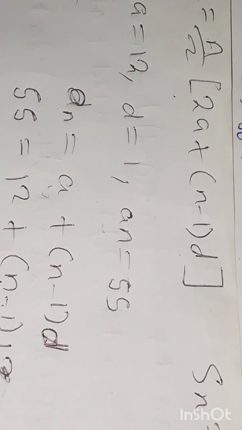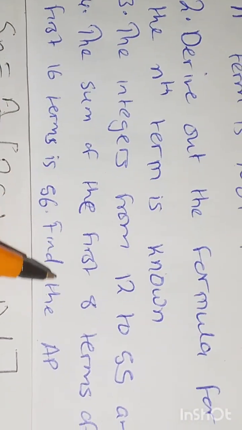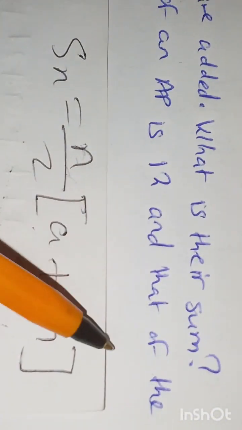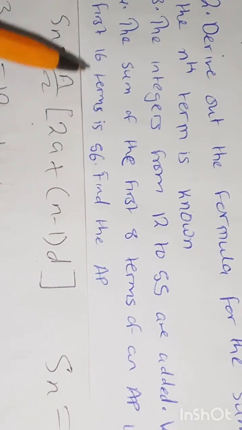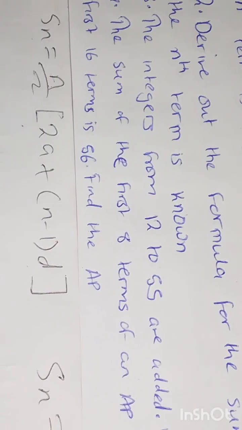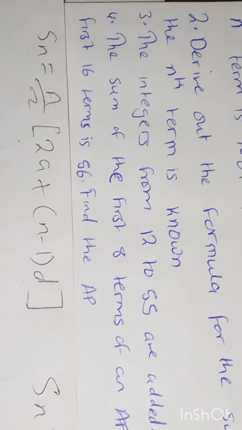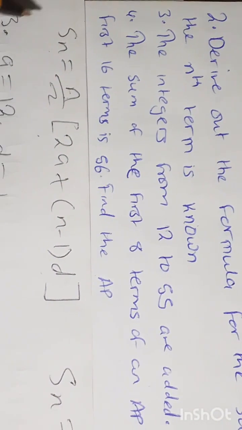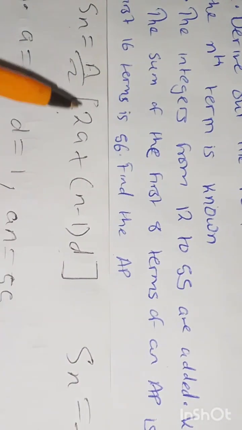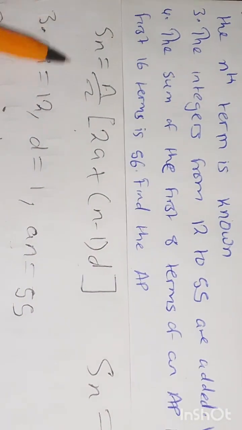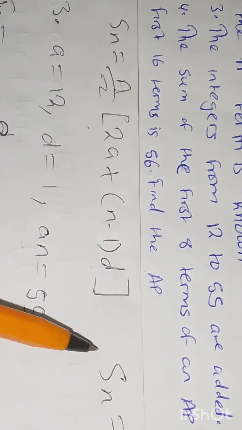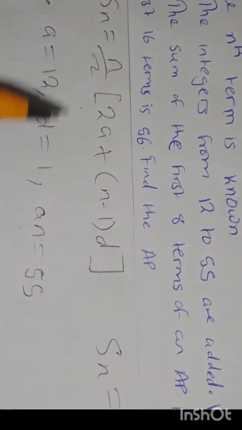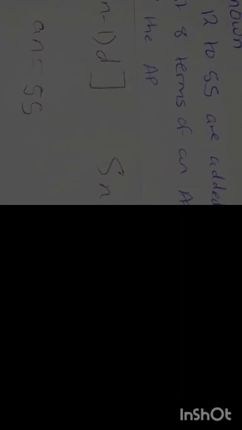Then this question is saying the sum of the first 8 terms of an AP is 12, and that of the first 16 terms is 56. Find the AP. To find the AP is to find the first term, the second term, and the third term. You can go on, but just find any number of terms you want. You can do this one on your own. I'm going to send the solutions, but the formula you have to use is this one, not this one. So use this formula and solve for the first terms of an AP. As simple as that.